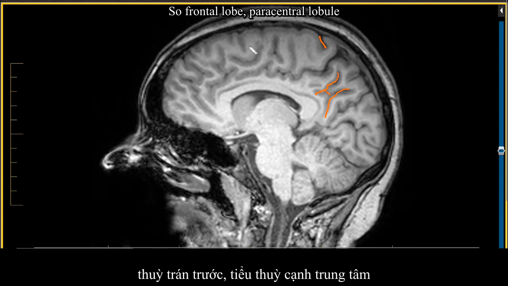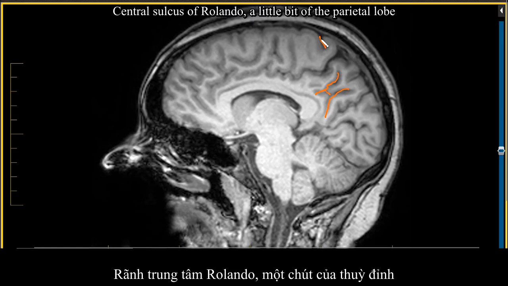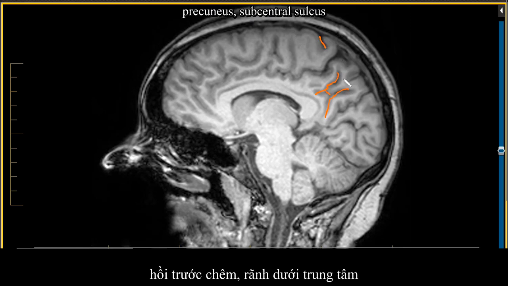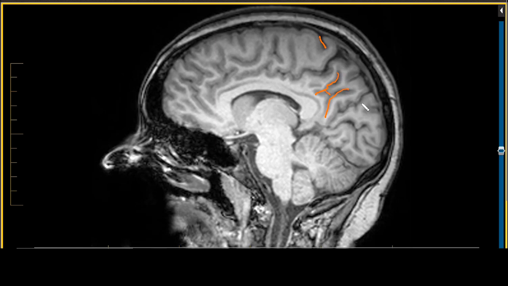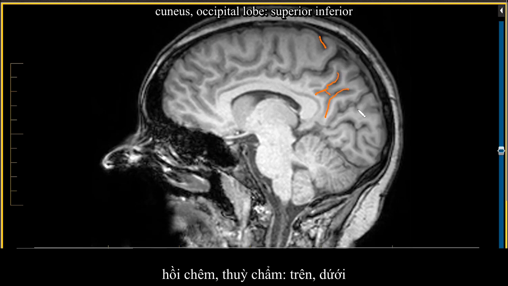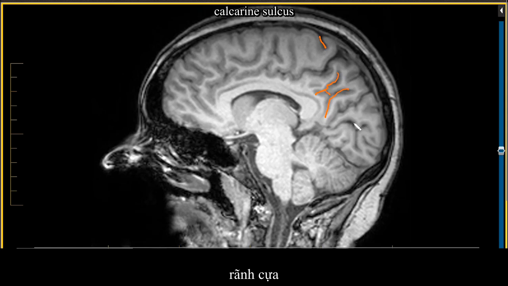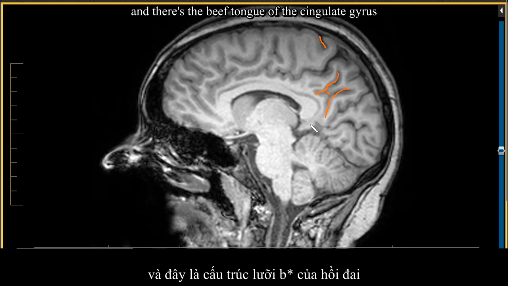So: frontal lobe, paracentral lobule, central sulcus of Rolando, a little bit of the parietal lobe, precuneus, subparietal sulcus, cuneus, occipital lobe, superior and inferior. The calcarine sulcus merges with the parieto-occipital sulcus to form the anterior calcarine sulcus, and there's the beef tongue of the cingulate gyrus.